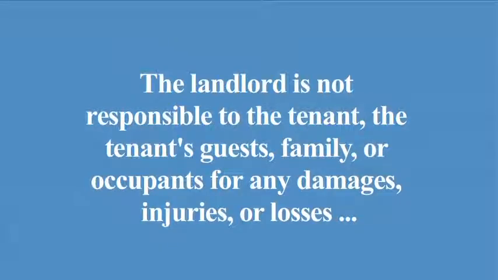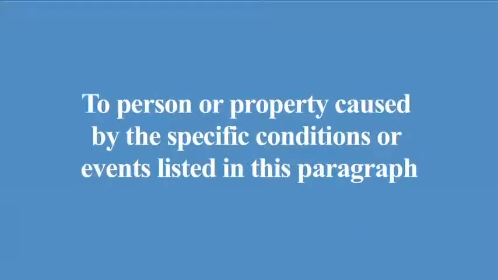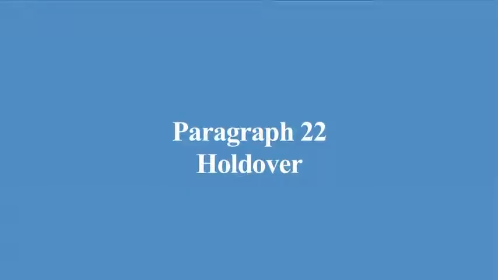Paragraph 21, liability. This paragraph explains that the landlord is not responsible to the tenant's guest, family, or occupants for any damages, injuries, or losses to a person or property caused by the specific conditions or events listed in this paragraph, unless the conditions or events were caused by the landlord. If the tenant's guests, family, occupants, or pets caused any loss or damage to the property, the tenant must promptly reimburse the landlord for those costs.